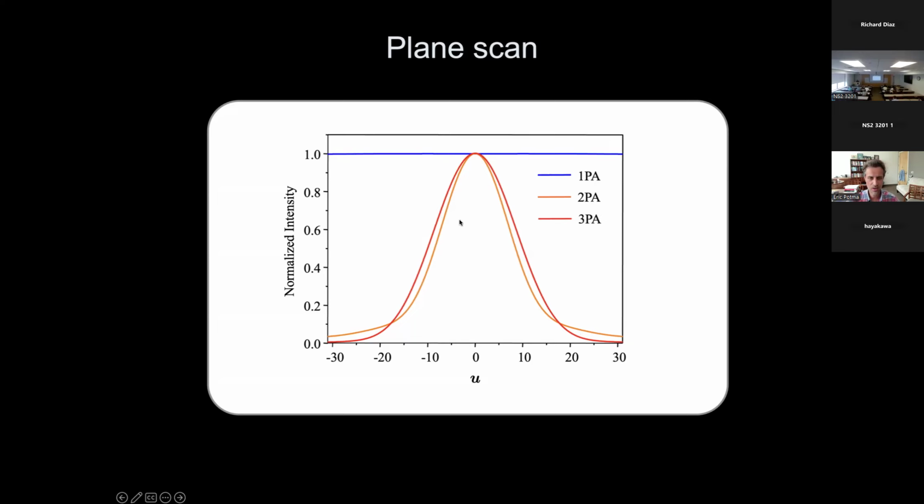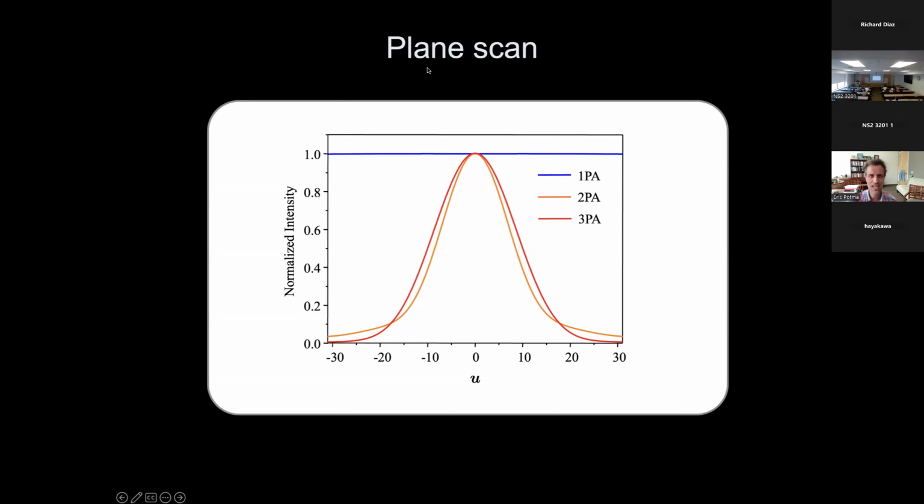As you can see, it's a little wider here for the 3PA because I'm using a longer wavelength in this case. But importantly, and we'll get back to this later on, the tails are decaying much steeper. So compared to two photon absorption, the three photon absorption tails off way quicker. And that is really significant if you want to do deep tissue imaging.